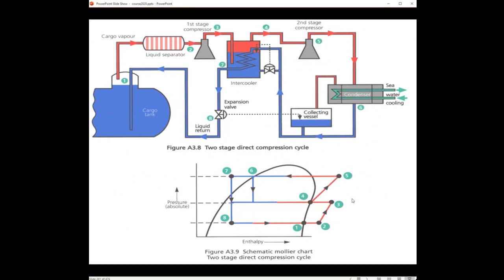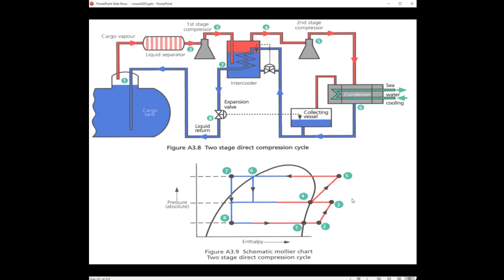reliquefaction system, or to cool down to lower temperatures, we want to go with this kind of system to a temperature of minus 50 degrees, in fact minus 48 for propylene, you remember from the first course. Then we need several compressions, not only one. And in this case, we have a two-stage compression system. That means there are two compressors inside the system.